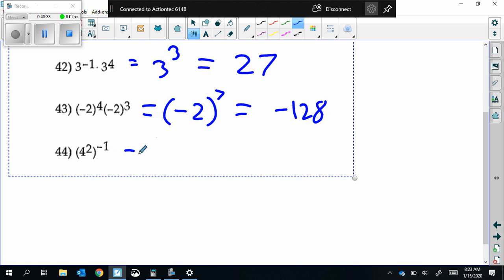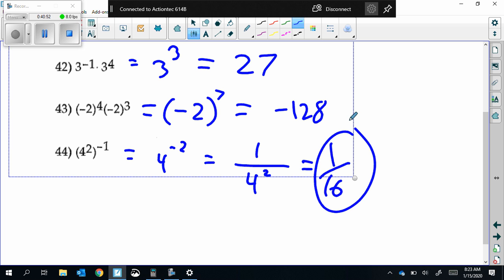Then when you have a power to a power, you multiply them. So that's 4 to the -2. And then to evaluate it, negative exponent means it goes to the denominator. 4 squared is 16. That's the most simplified final answer.